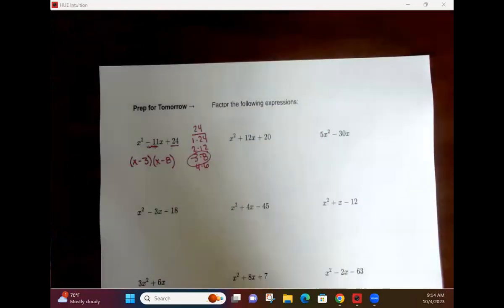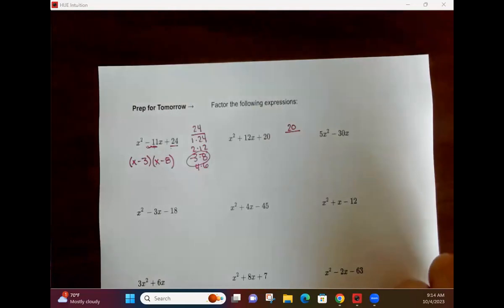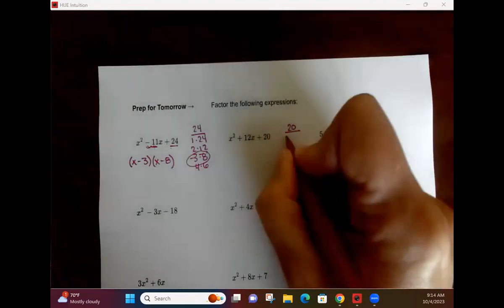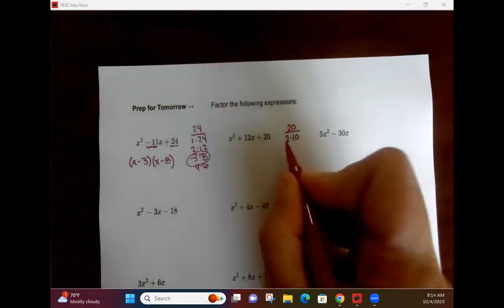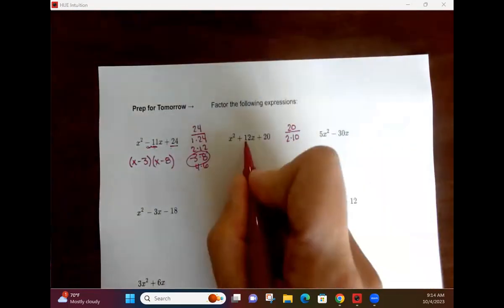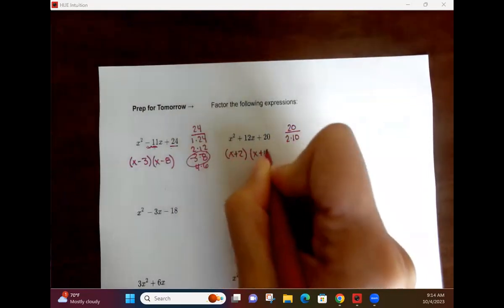Same idea for my next trinomial: factors of 20 that add to 12. If you need to make a list, make a list. You may already be thinking, I think it's 2 and 10, and you would be correct. They multiply to 20, and 2 plus 10 gives me 12. So my factored form is x plus 2 times x plus 10.